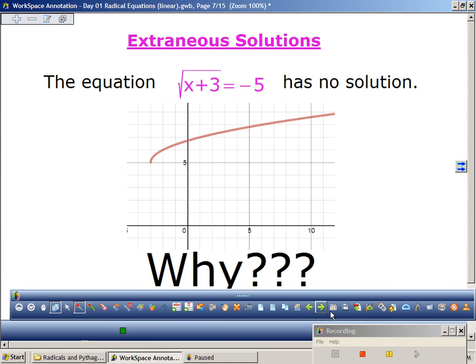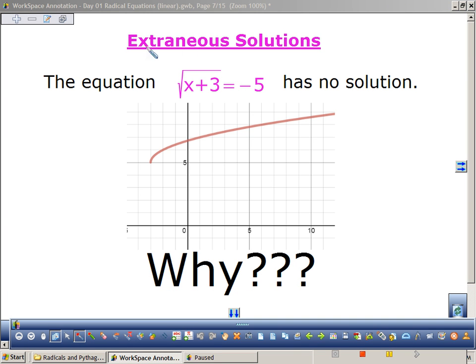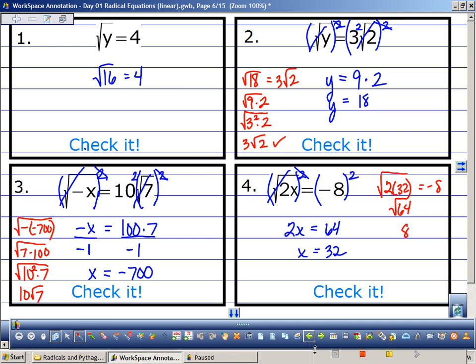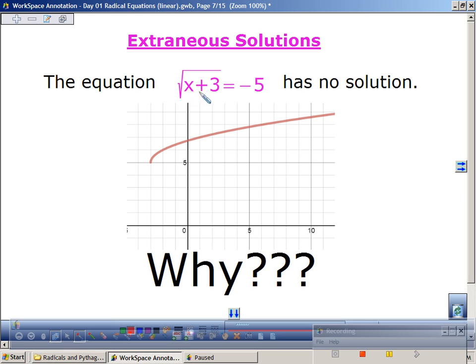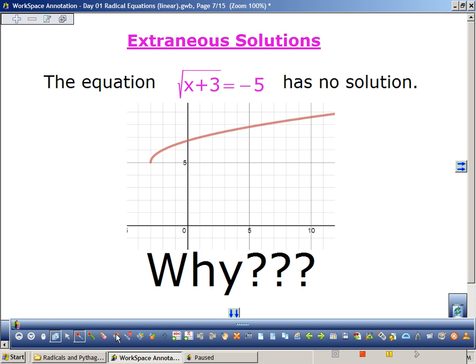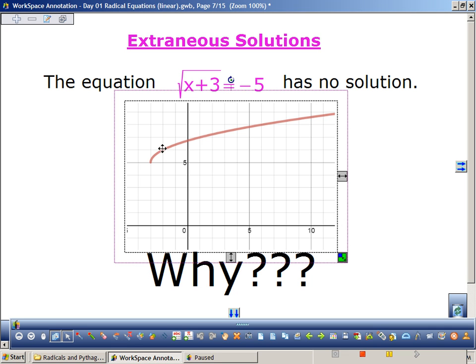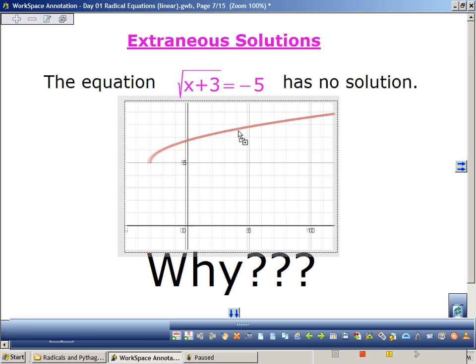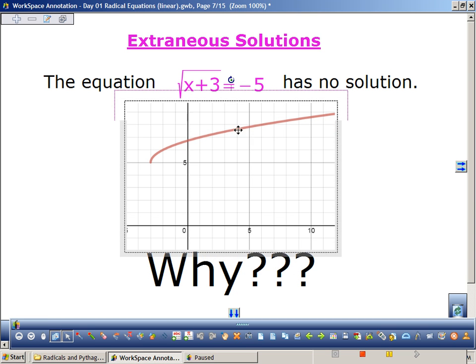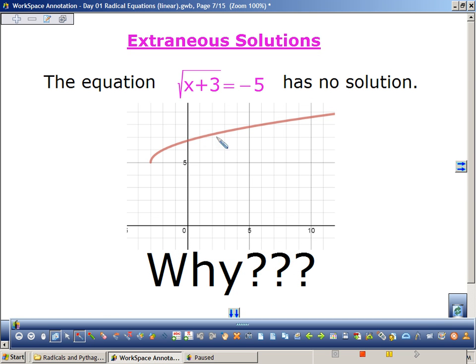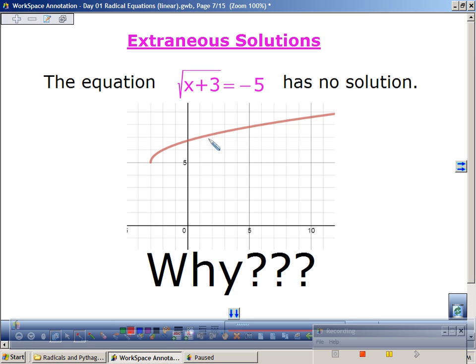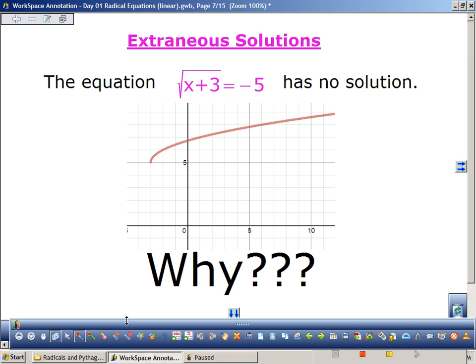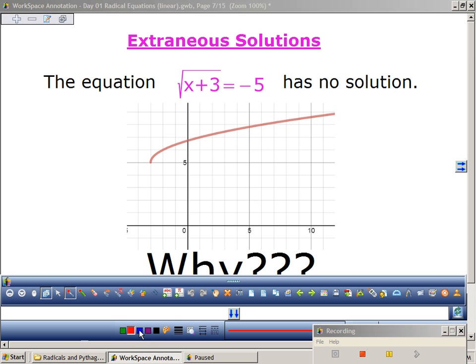Okay, so is this the same one we just did? No. This equation has no solution, and I'm going to show you exactly why. Actually, I can do it this way. I'm just going to copy it.